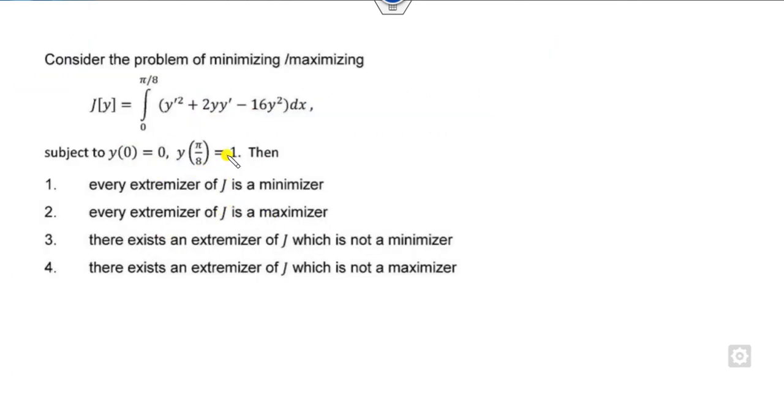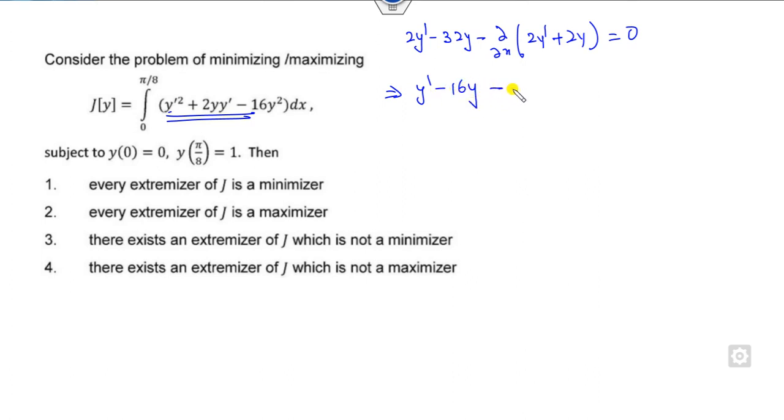Okay, which of the following is extremal, minimum or maximum? So we can start from here. Partial derivative with respect to y: 2y dash minus 32y. Partial derivative with respect to y dash: 2y dash plus 2y is 0. So I can take 2 as common and cancel out. So it is y double dash minus y dash is 0. So it means y double dash plus 16y is 0.